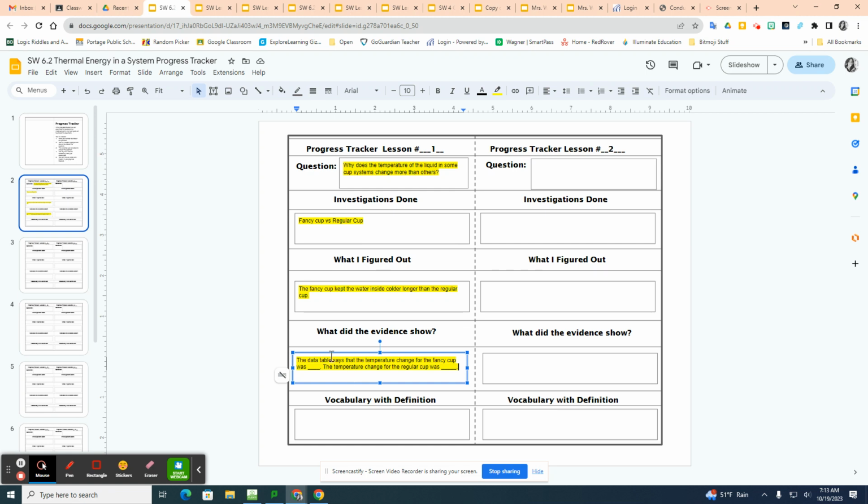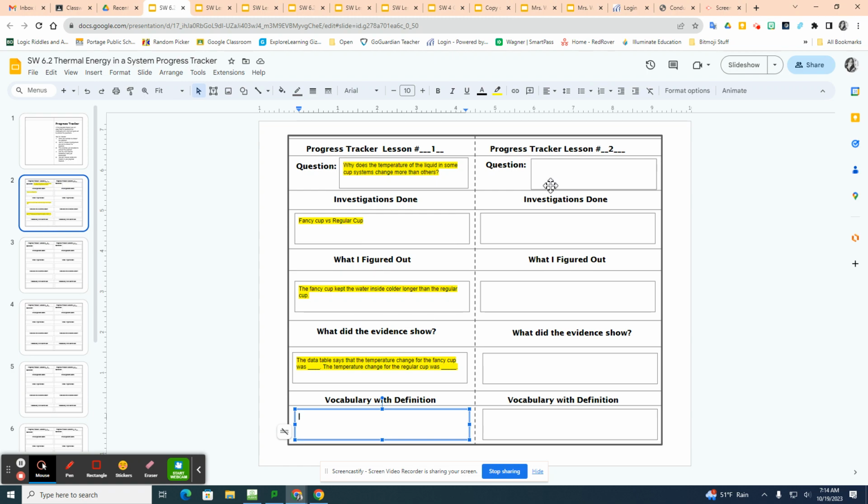But overall, what we figured out, because we did look at all classes, was that the fancy cup kept the water inside colder than the regular cup. Now, there isn't really any vocabulary with this investigation. Okay, so you can skip that one. Progress tracker lesson number 2. Now, I'm not going to fill out lesson 2. I just wanted to kind of show you what to do in the progress tracker.